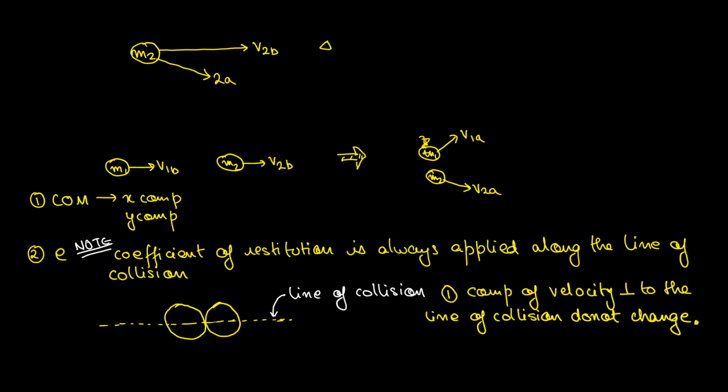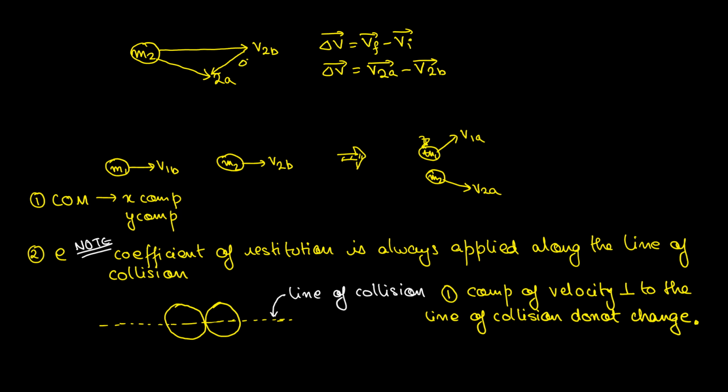What is change in velocity? Change in velocity is nothing but final velocity vector minus initial velocity vector. Out here, change in velocity vector is nothing but velocity 2a minus velocity 2b, isn't it? If I draw that diagram out here, velocity 2a minus velocity 2b would be in this direction. This is the change in velocity vector, isn't it?